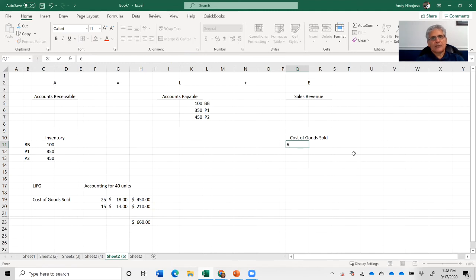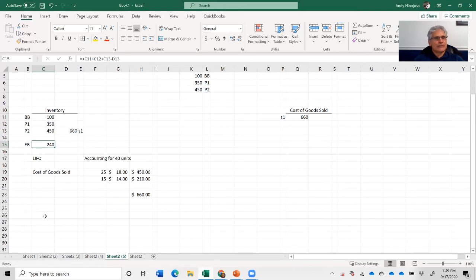So let's go ahead and debit our cost of goods sold for 660, and then we'll credit inventory for 660. And what that gives us then is we're going to take our beginning balance plus our purchases minus the cost of goods sold, what we took out. And so our ending balance is now 240. So 660 went to the cost of goods sold and 240 remains.